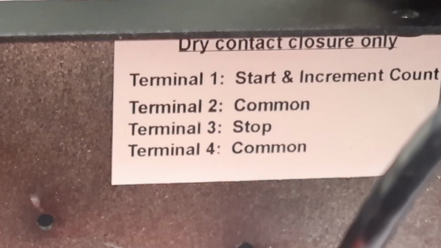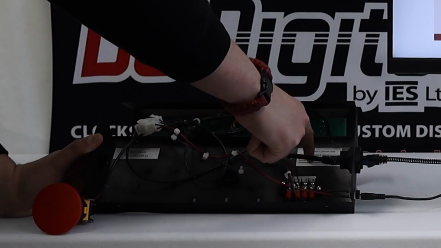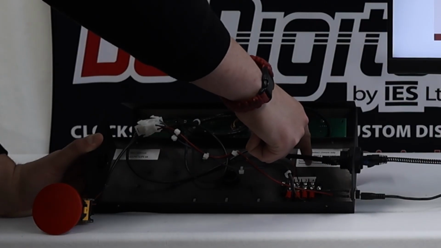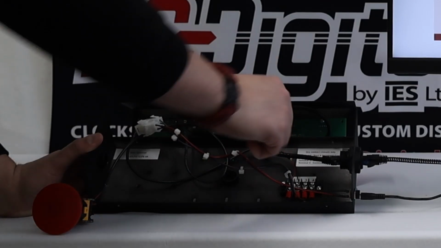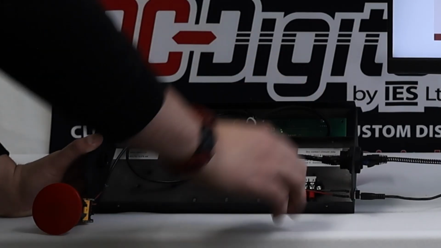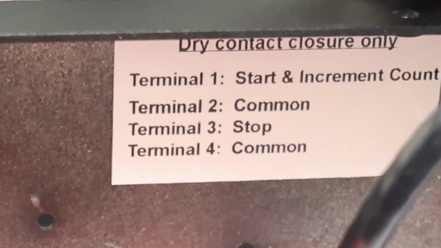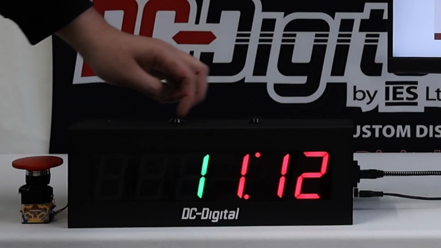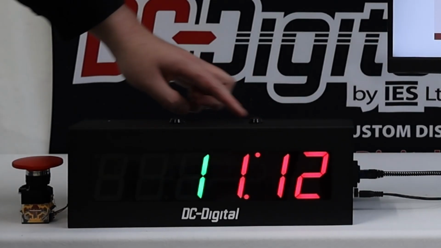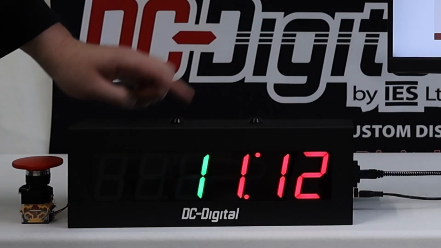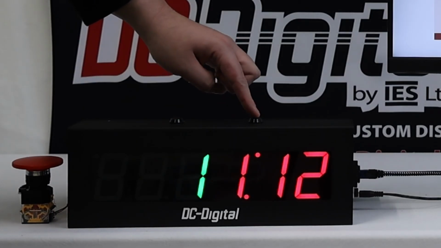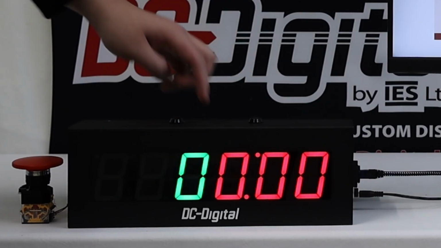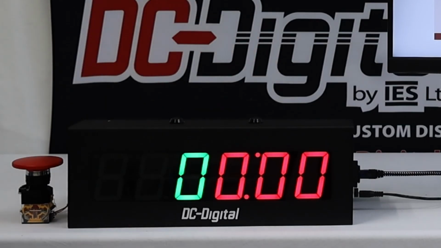And as you can see here on the dry contact closure only lamination, in order to utilize the functions of terminal 1, the red wire has to be connected to 1 and the black wire has to be connected to terminal 2. If the user wants to have a stop function, they would have to put a red wire in terminal 3 and a black wire in terminal 4. And the user can also use our stop and reset to 0 functions, the stop button being able to stop the timer and the reset button to reset everything back to 0, the counter and the time.